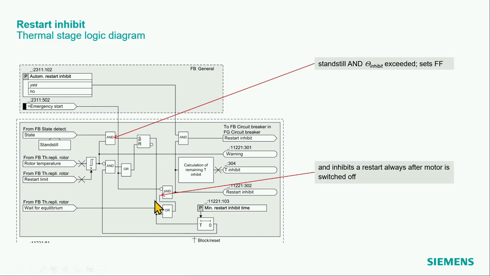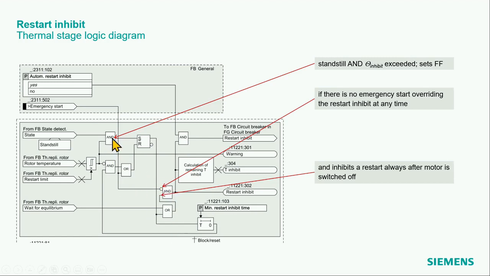And this flip-flop here goes through this OR gate and goes out here, so it gives this restart inhibit signal. After the motor is switched off, now we have to see where this motor switched off is. Let me see if this is somewhere here. Yeah, motor switched off, standstill here. Now I got it. So here, this is for the standstill. Okay, and then it goes through here.